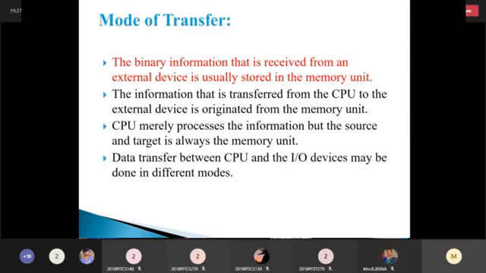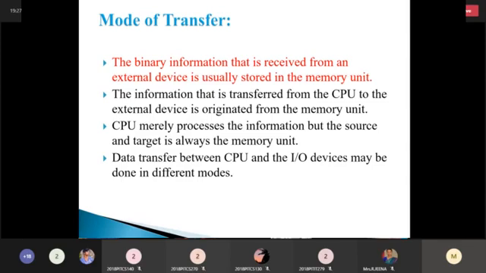So what are the modes we can transfer the data? Normally the binary information which we are receiving from the external device is usually stored in the memory unit. The information which is transferred from the CPU to the external device is originated from the memory unit. So the CPU will merely process the information, but the source and target is always the memory unit. From where it needs to get the data, that will be the memory unit. To where it will get stored, that is also the memory unit.